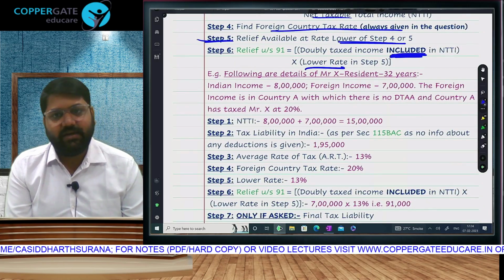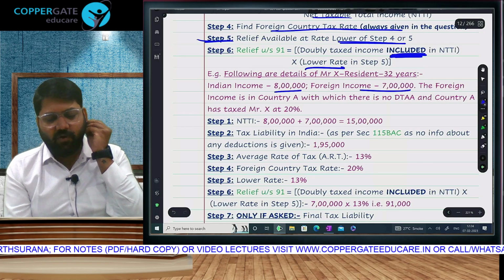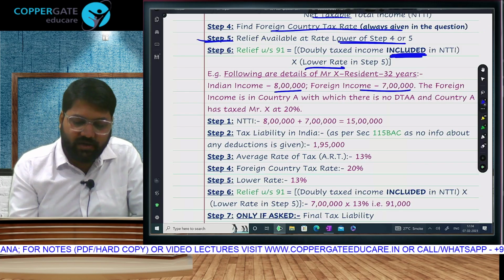Let us understand with the help of an example. Supposing there is a resident aged 32 years, Indian income 8 lakh, foreign income 7 lakh, and the foreign income is in country A where there is no DTAA.